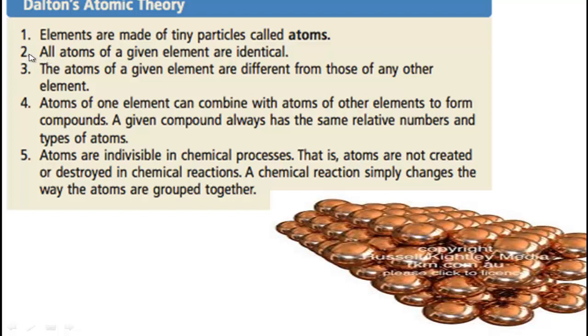Now follow the next point. All atoms of a given element are identical. What is meant by identical? Identical means all atoms of an element are similar, the same in their size, shape, color, properties, etc. Follow here. All atoms of copper are the same, isn't it? They look the same. So their size, shape, color, and also chemical properties are the same. That means all copper atoms are the same. Similarly, all oxygen atoms, all nitrogen atoms are the same. All hydrogen atoms are the same. All iron atoms of this world are the same. So atoms of the same element are identical, meaning they are the same in every respect.